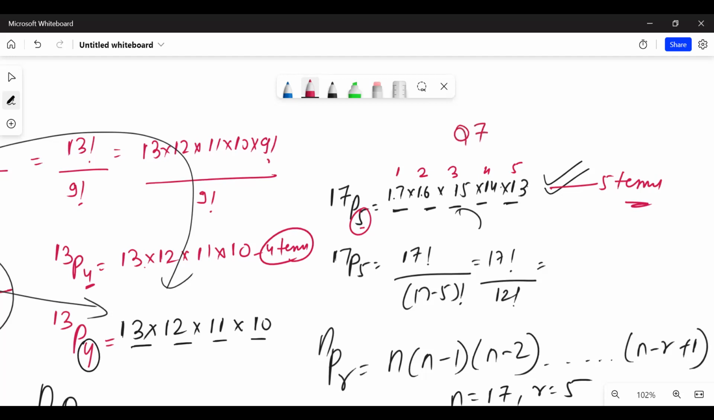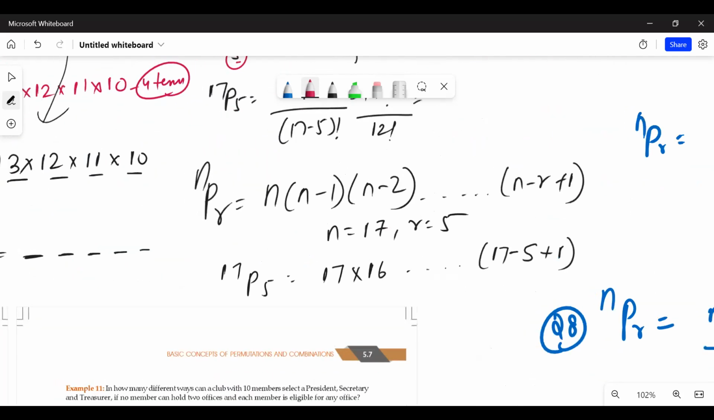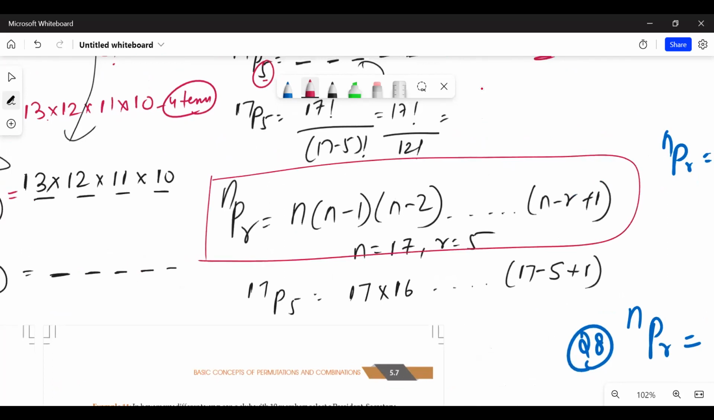Question number 7, exercise 5A. In nPr, n into n minus 1 into n minus 2 till n minus r plus 1, they're asking the number of factors. How many factors are there? You have r factors. Why? Because you write that many terms, whatever is your value of r.